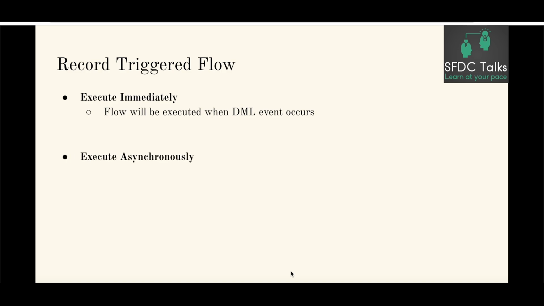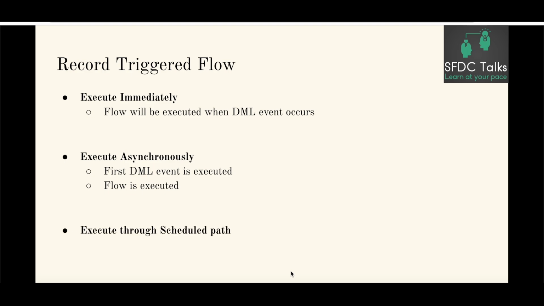Next, execute asynchronously. In this scenario, first the DML event is executed and then the flow is executed. This means the governor limits are separate for DML execution and the flow execution. But in the first scenario, the governor limits are counted for the flow, including the DML event execution, both.